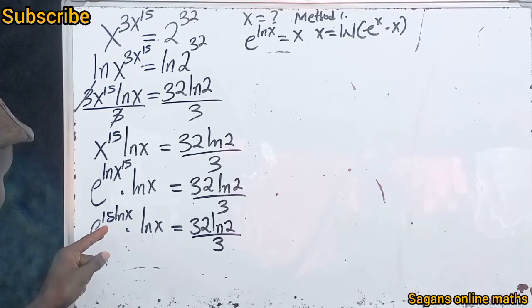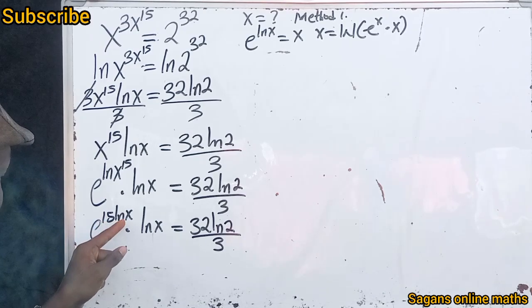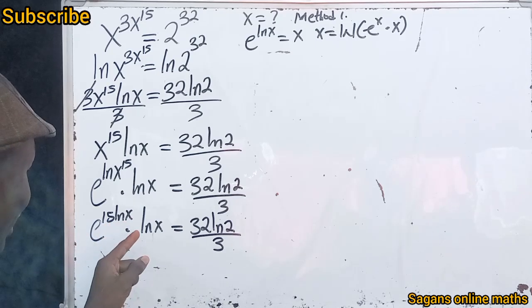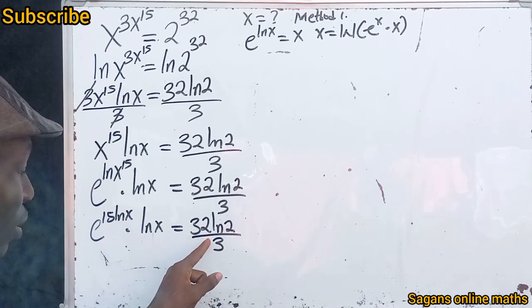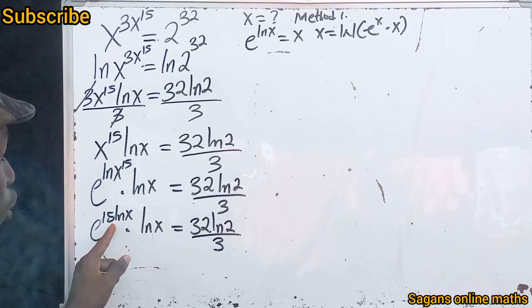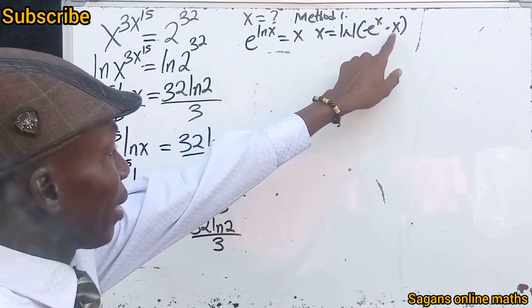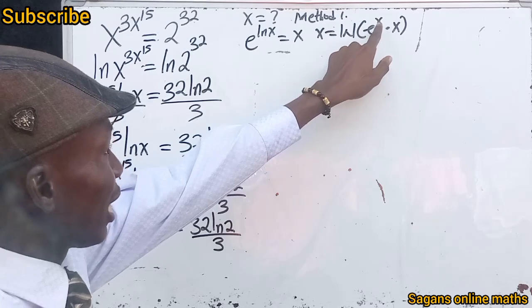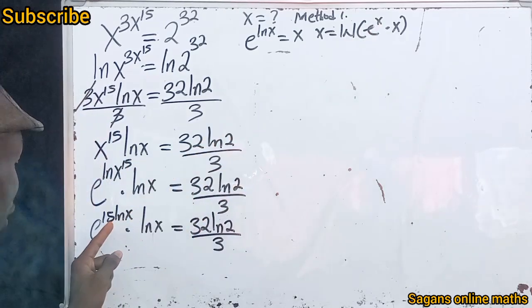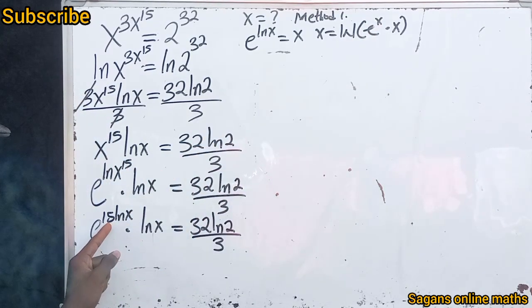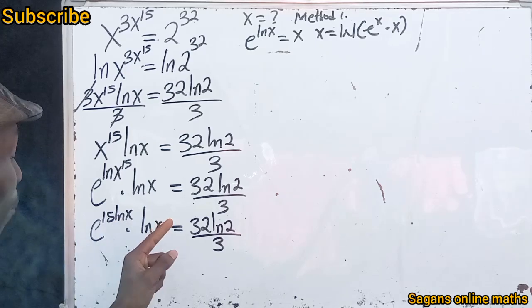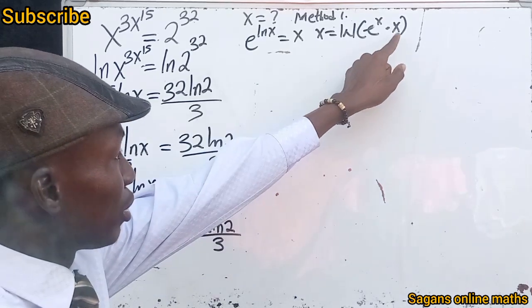So what are we going to do? Now you can observe that I'm having 15 ln x as the exponent here. So I'm going to multiply this ln by 15, and also multiply this side by 15, so that I can achieve what I'm looking for. Remember that x is equal to the Lambert-W function of e raised to the power of x multiplied by x. We can take this x as the exponent, which we are also seeing here as 15 ln x. But here we're having ln x, which is not the same thing as what is here.